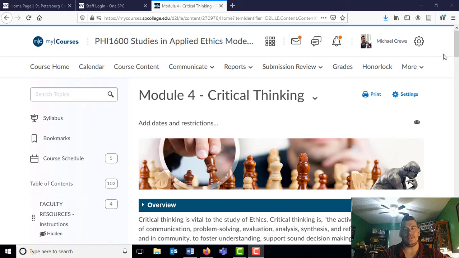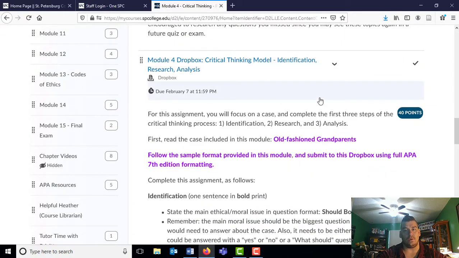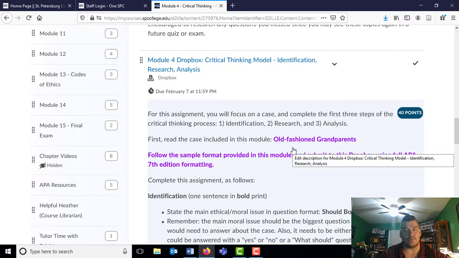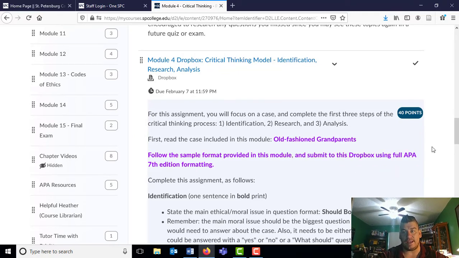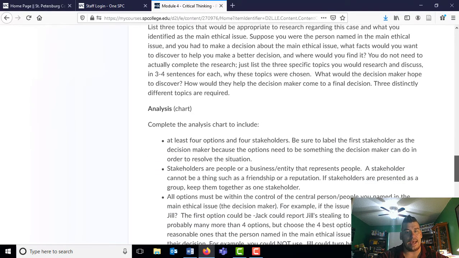So when you come into the module, it has the instructions here for the assignment as usual. And you'll notice it says, first read this case included in this module, old-fashioned grandparents. Now, I've been speaking about this case a lot in class, mentioning it over and over and asking you to look at it.